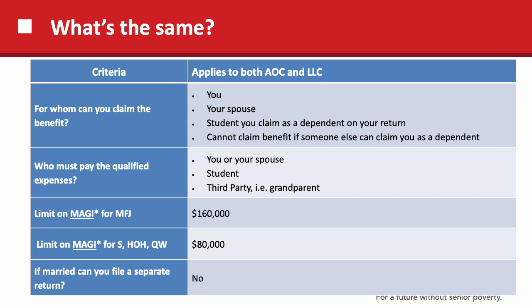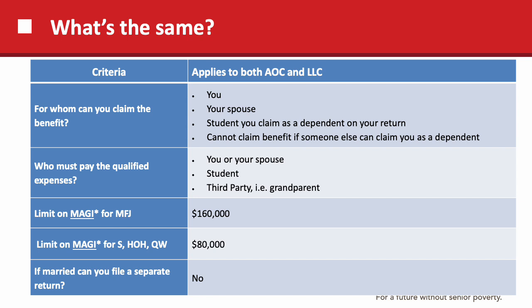So let's look very quickly at what's the same with the two education credits. For whom can you, if you were the taxpayer, claim the benefits? It applies to, again, both the AOC and the LLC: you, your spouse, any student you can claim as a dependent on your return. You can't claim the benefit if someone else can claim you as a dependent. Now, who must pay the qualified expenses? You or your spouse, the student, or a third party, like a grandparent.